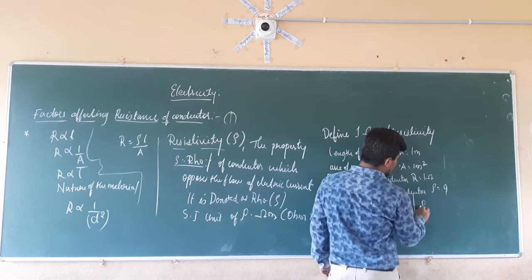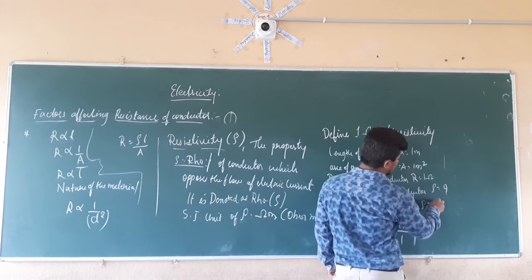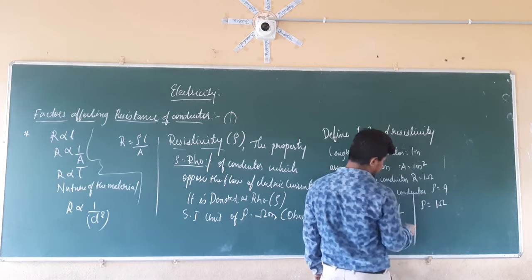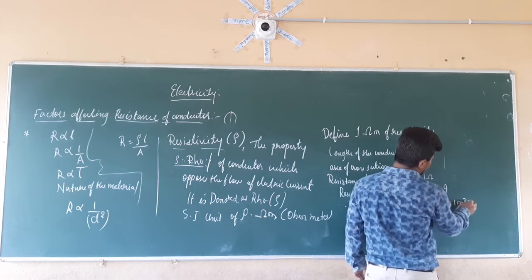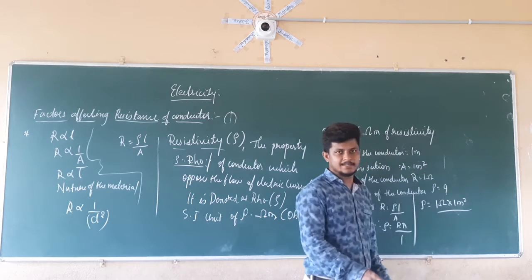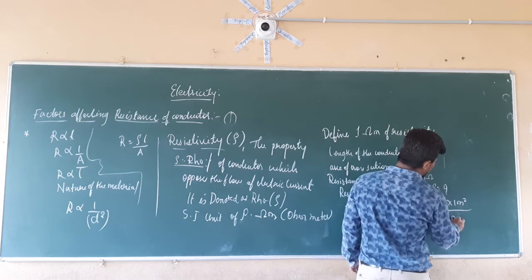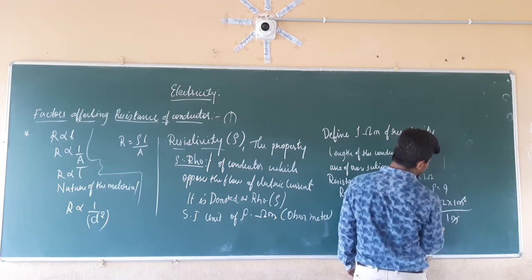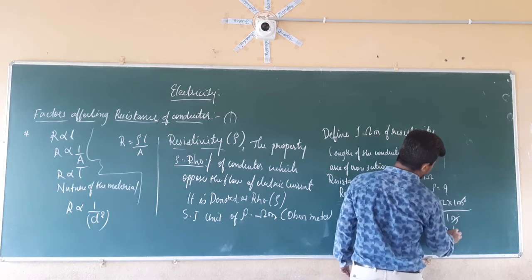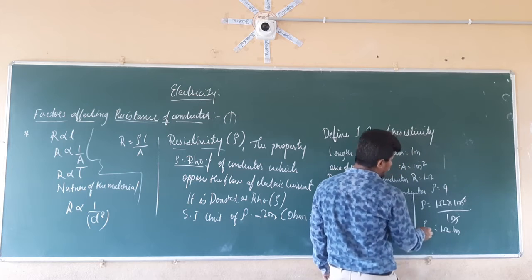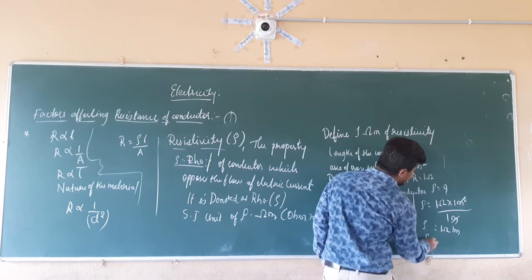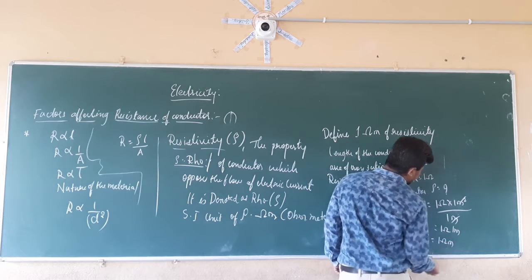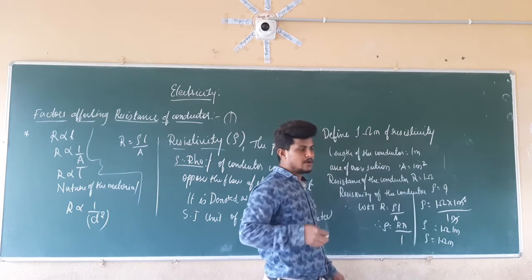So rho equals what? What is the R value here? It is 1 ohm. What is the value of area here? That is 1 meter square. What is the value of length here? It is given as 1 meter. So one meter cancels. What remains there? 1 ohm and 1 meter. Then we can say that rho is equal to 1 ohm meter.